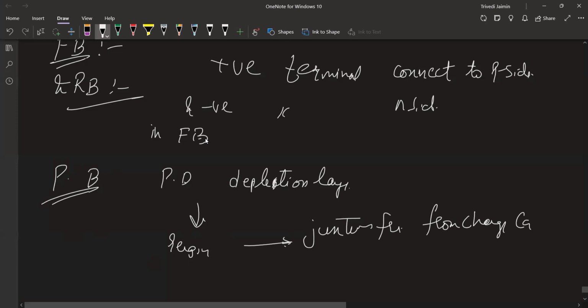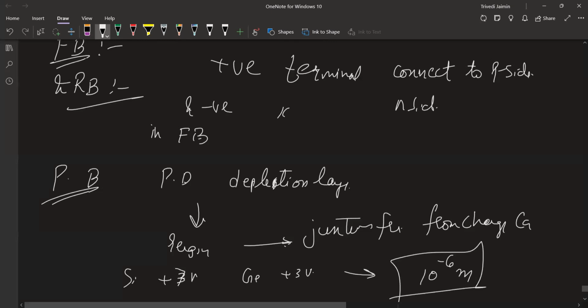So you know the value of this voltage: silicon plus 0.7V, germanium plus 0.3V. So this depletion region is about 10 to the power minus 6 meter.